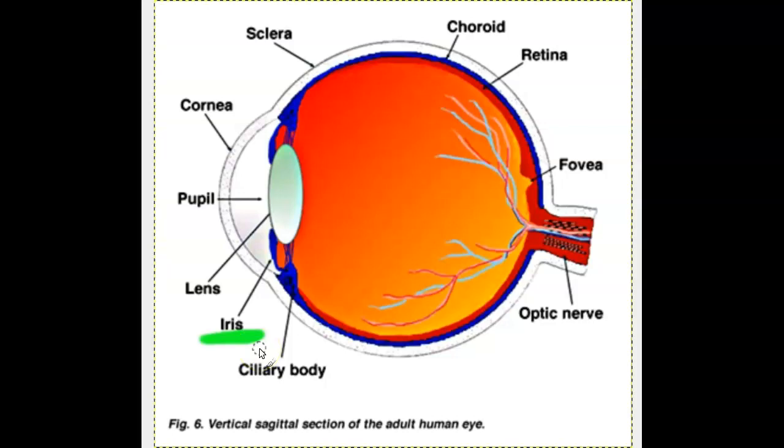The pattern in which the pigment is deposited is also determined by genetics. Some people have these beautiful eyes. They have all these rings and clouds and stripes. And we don't really understand how that works.